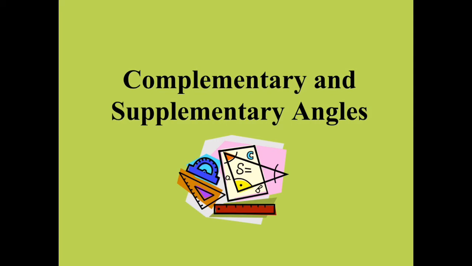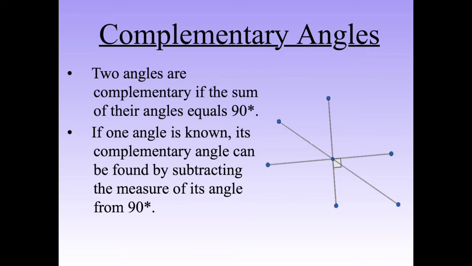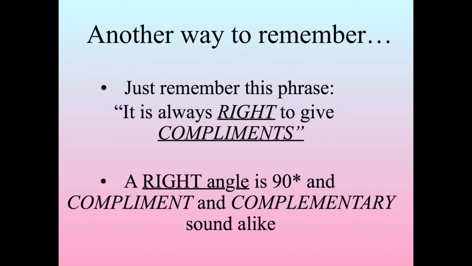Now on to complementary and supplementary angles. Two angles are complementary if the sum of their angles equals 90 degrees. If one angle is known, its complementary angle can be found by subtracting the measure of its angle from 90 degrees. This angle here and this angle here, contained within the 90-degree angle, are both complementary.